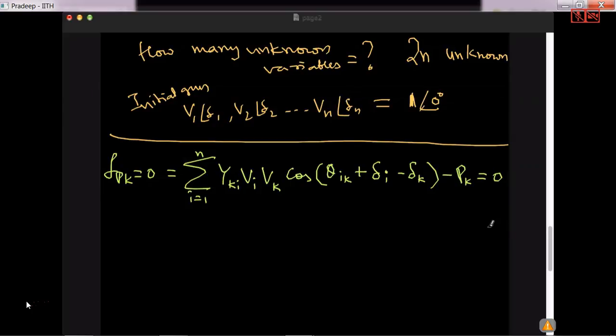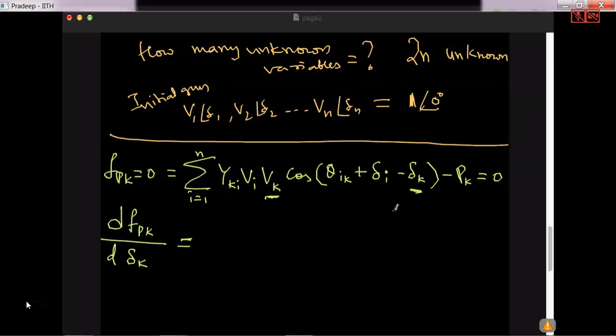if I differentiate it, what will I get? Differentiation of f_Pk with respect to what do I want to differentiate? Here these are the two unknown variables. Other things are all considered constants. So first I will differentiate with respect to delta k, or first with respect to Vk. So then what will I get?